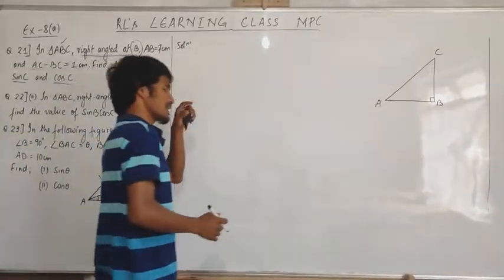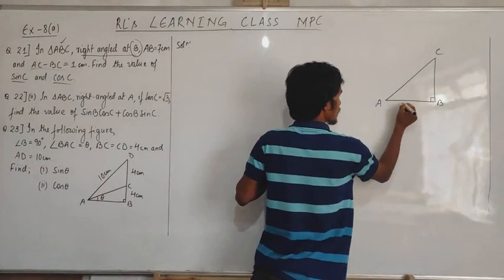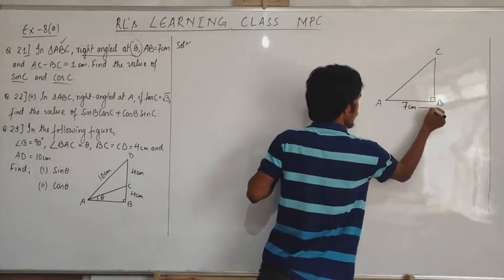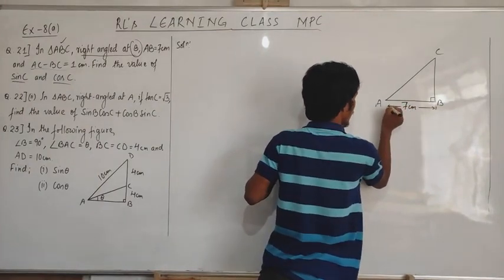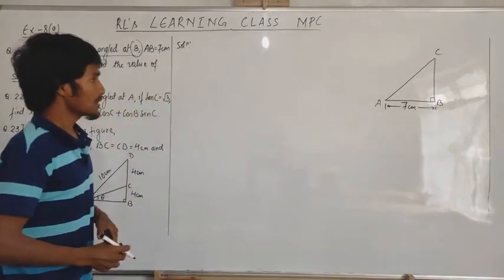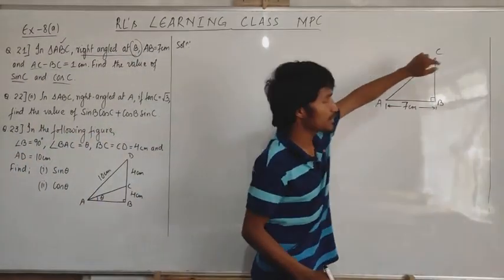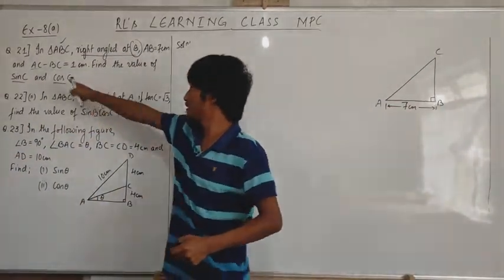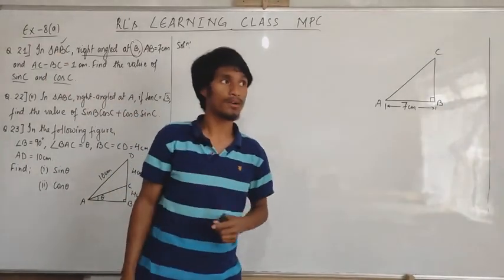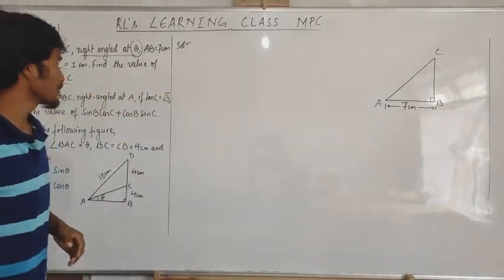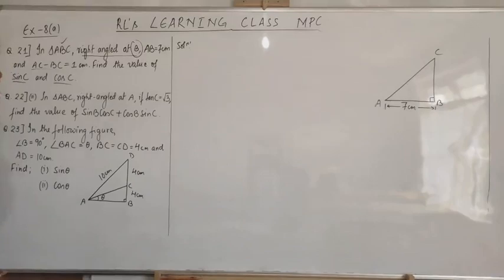Now what is given? AB is equal to 7 centimeters. They give this one. And what about AC? They don't give it. What about BC? They don't give it. But what they give is the difference: AC minus BC is equal to 1. In that case we have to find the value of AC and BC.